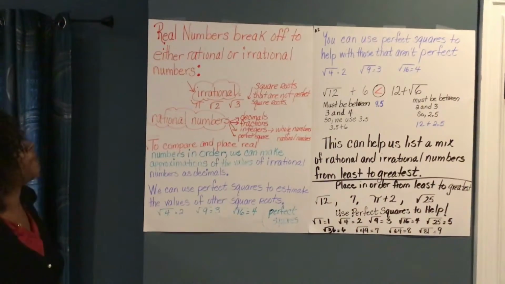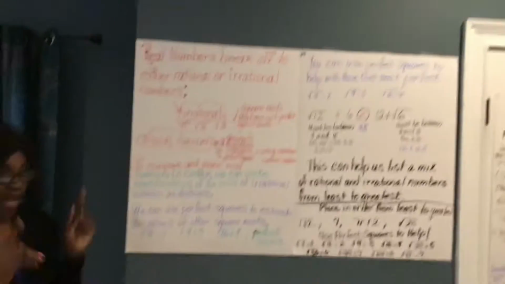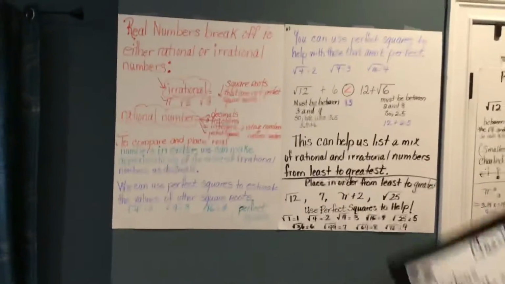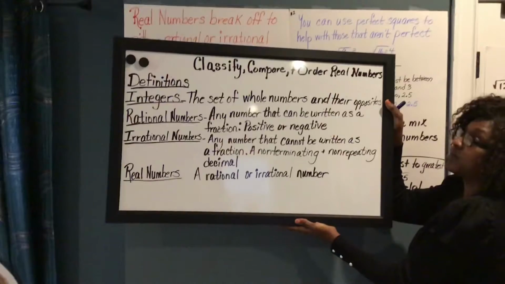Going to be talking about real numbers, and we're going to be talking about irrational and rational numbers. I want to start with a review with our definitions. Classifying, comparing, and ordering real numbers.